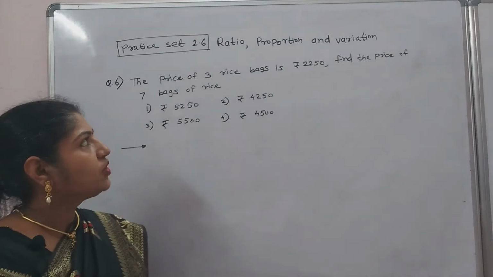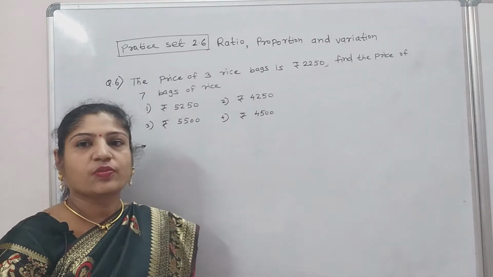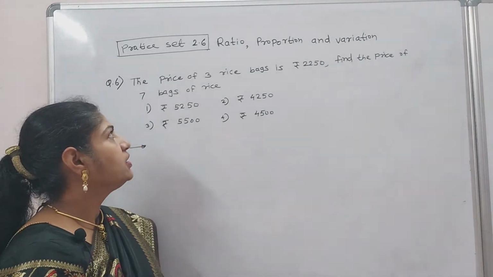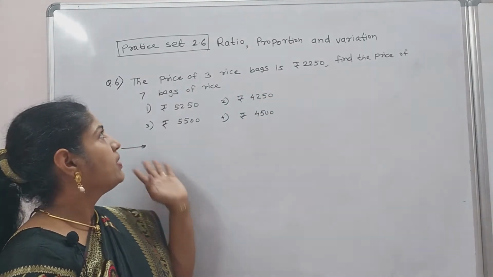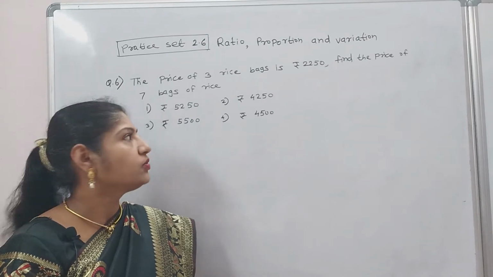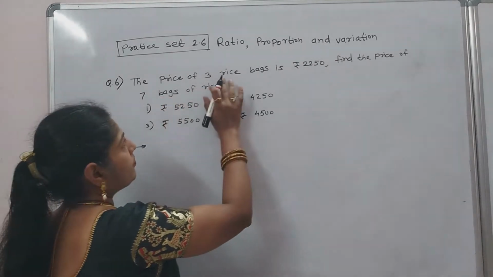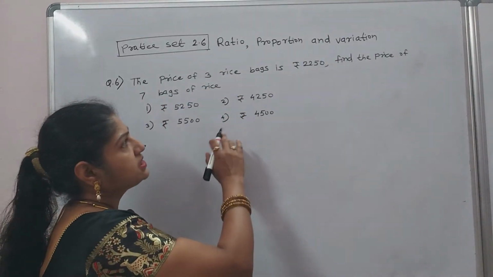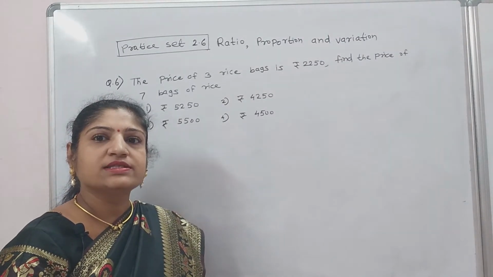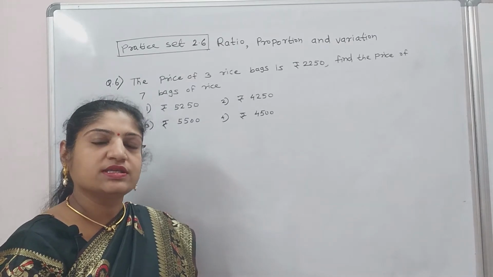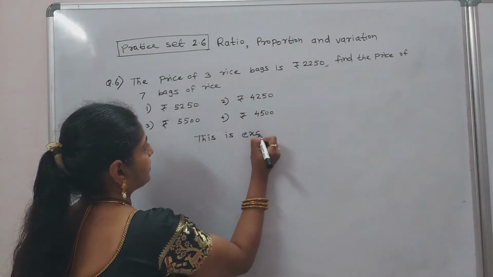Example, the price of 3 rice bags is 2250. Find the price of 7 bags of rice. You must find the price of 1 rice bag by dividing by 3 and then multiplying by 7. You must do it this way or by using the proportion method. The price of rice increases when the number of bags increases. When the number of bags is less, the price is also less. So this is the example of direct variation.